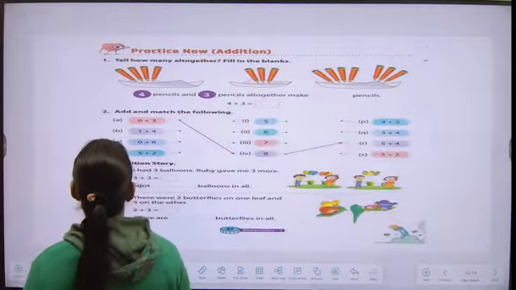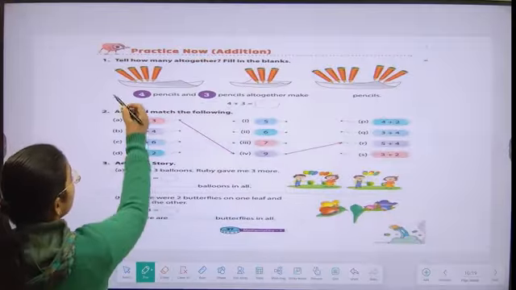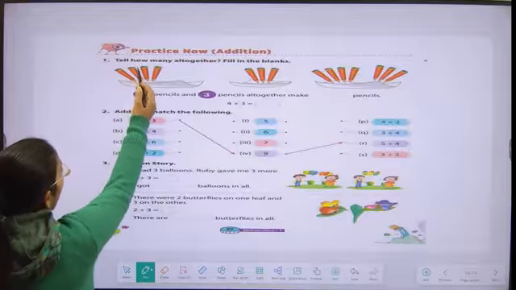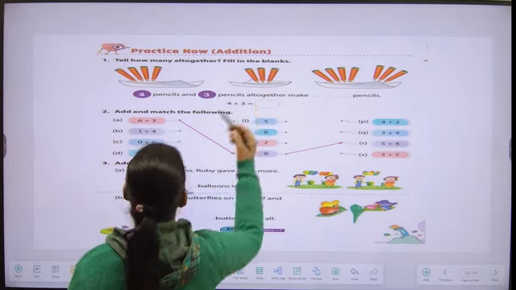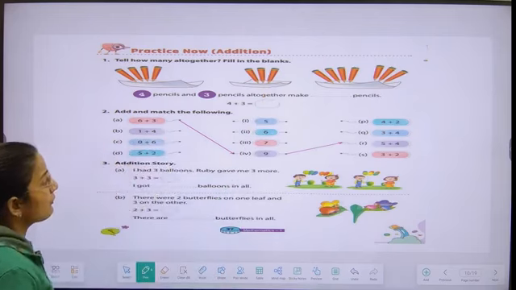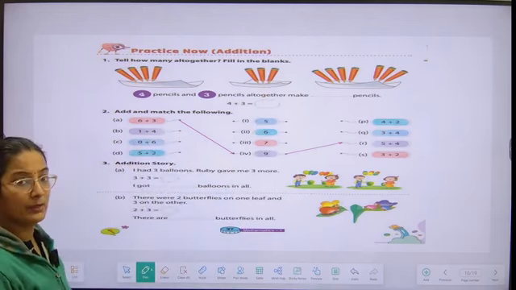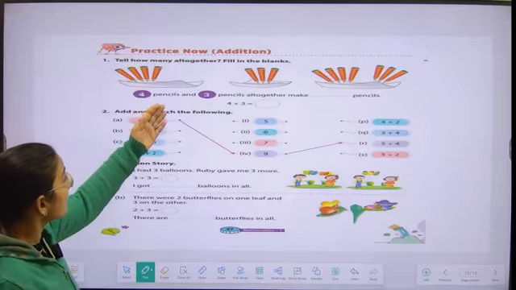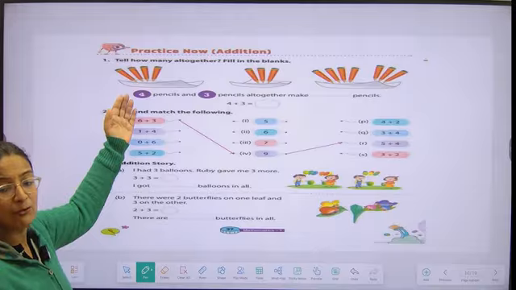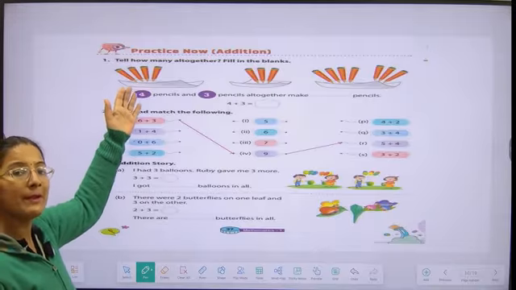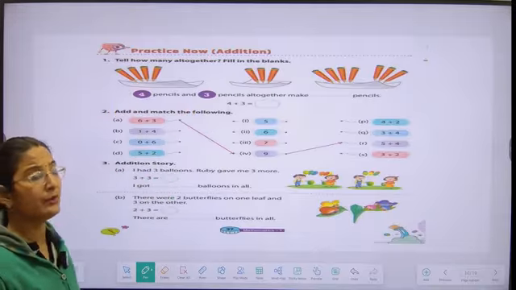Now read the question with me. The first one is, tell how many altogether, fill in the blanks. Now what we have to do? We have to count them. There is a paper and there are pencils also. Now we have to count how many pencils altogether we are having.